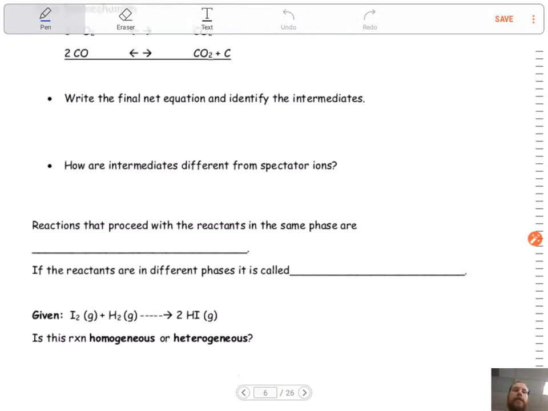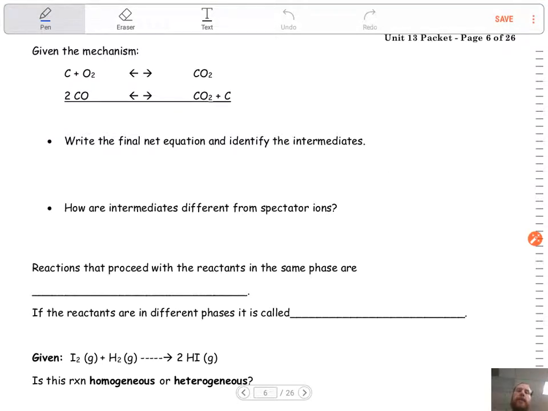So what I want you guys to do, this is something you're not necessarily going to have to do, so don't stress too much about it. But given this mechanism, this step-by-step process, try to get the net equation from this. So pause the video, cancel out the things that you see on both sides, and then just try to write the net and then identify the intermediates from that.